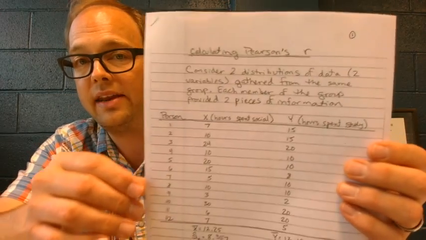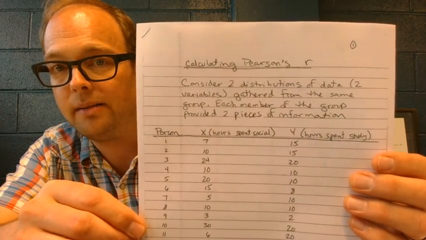This is what that handout looks like, Calculating Pearson's R. It's a little bit cumbersome, so I probably won't hold it up too much. I will a couple times. But the first thing this handout asks you to do is consider two distributions of data, two variables that were gathered from the same group of people. Each member of the group provided two pieces of information.